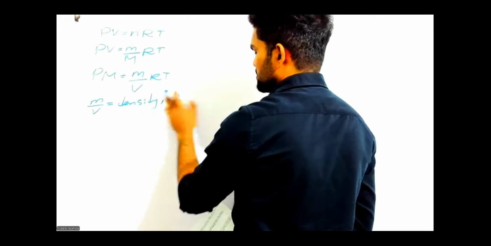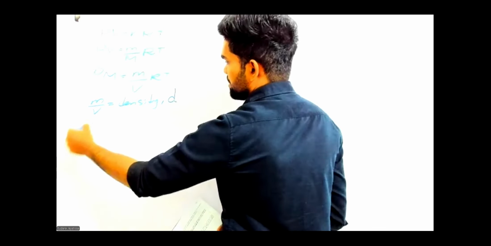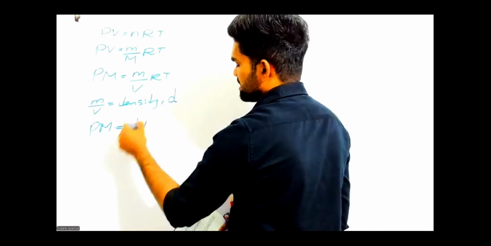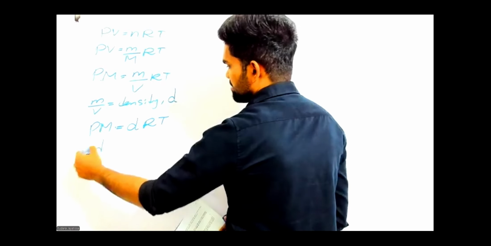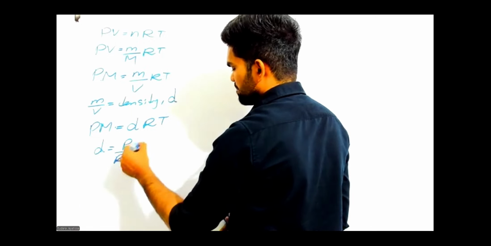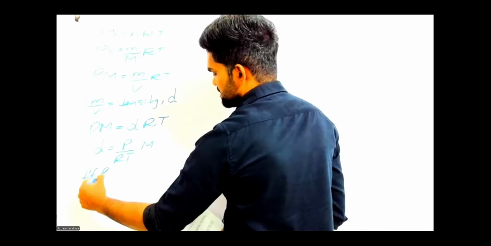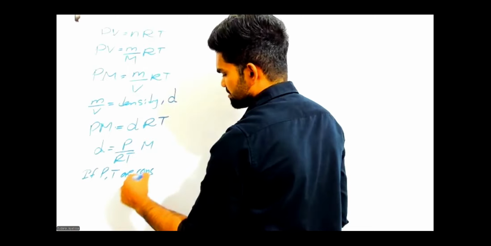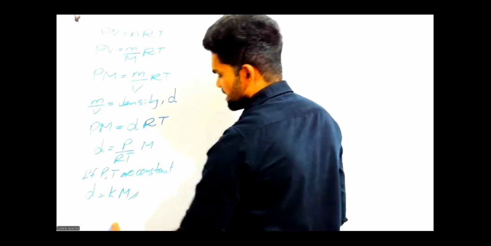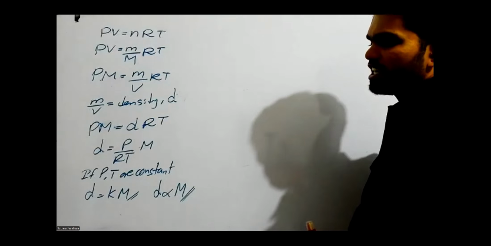You can say D, or small d. So then you can write PM, capital M, equal density times RT. Then if you make density the subject, it is P over RT into capital M. Then if pressure and temperature are constant, you can say D equals K M. So that's the relationship. Density is directly proportional to its molar mass at the same temperature and pressure.